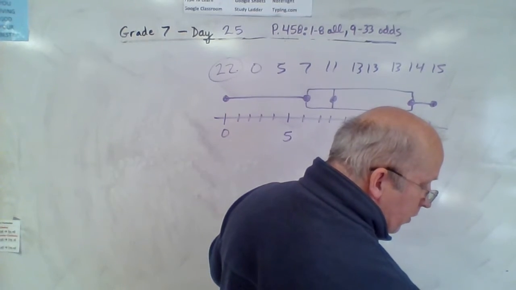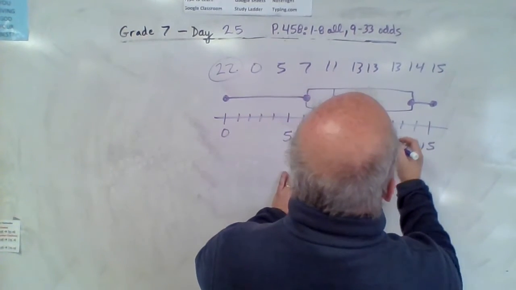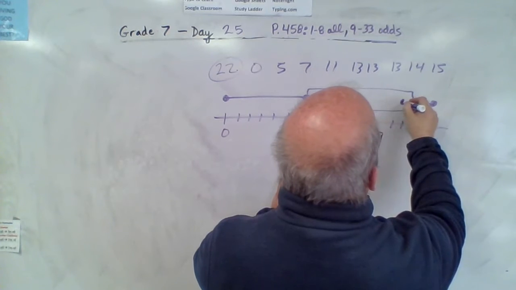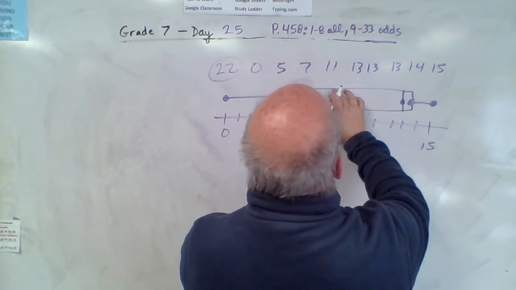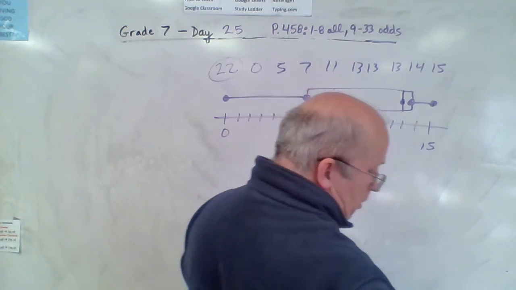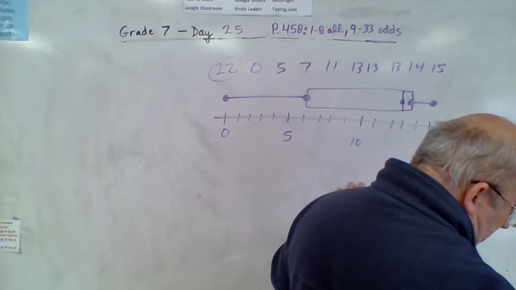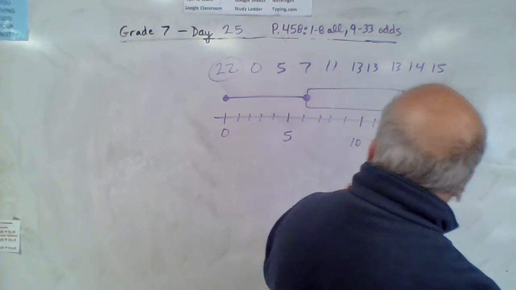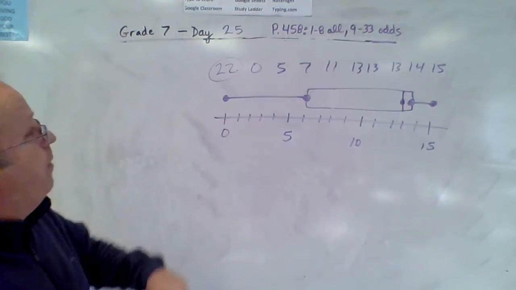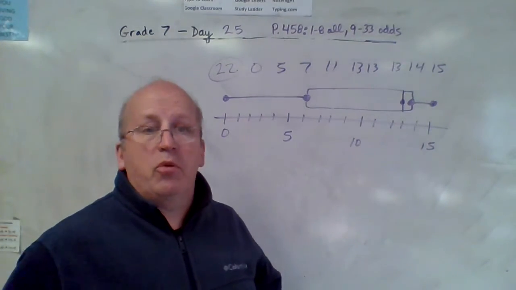Oh, let's see, range, median. No, the median should be way out. I'm sorry, I got the median in the wrong spot. The median should be out here at 13. I'm not sure why I had it here. Did I get my lower quartile in the right spot? Yeah, I've got my lower quartile in the right spot. Okay, so that's problem 22.